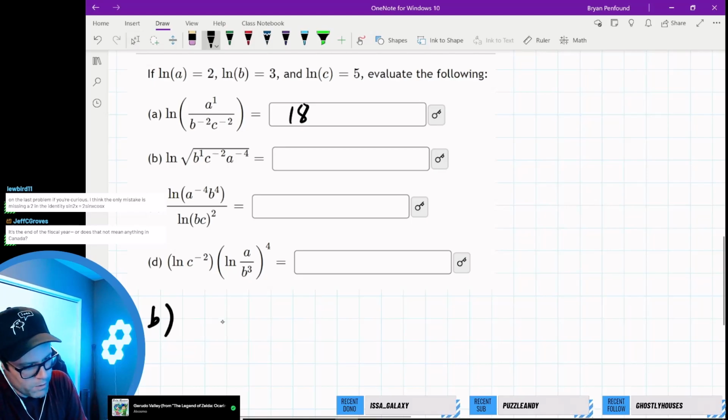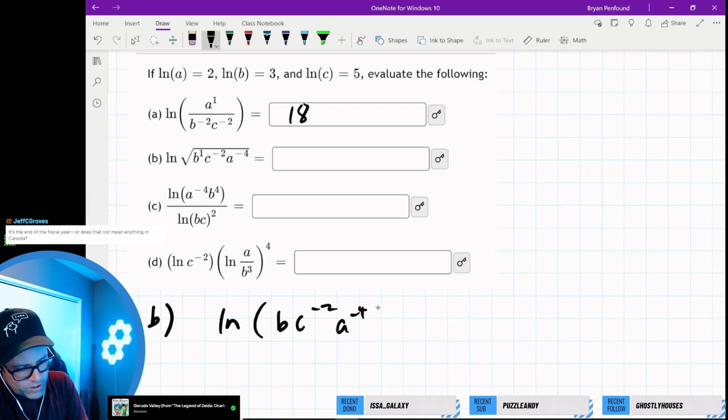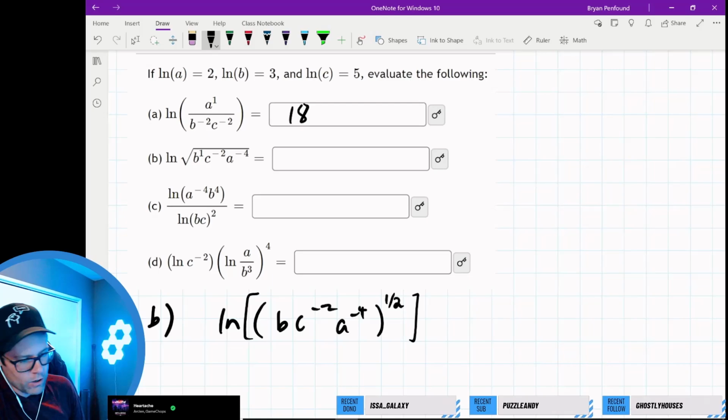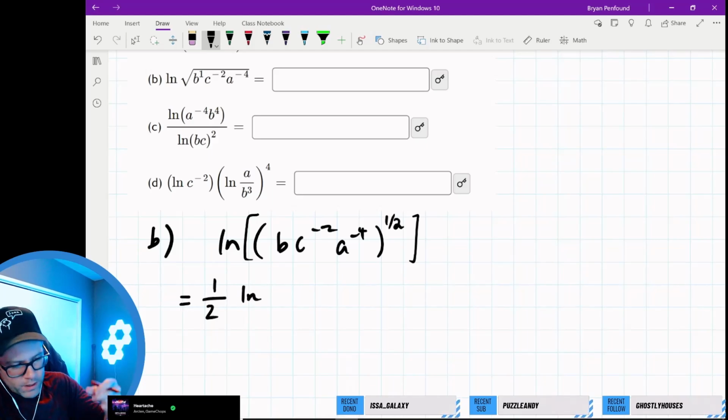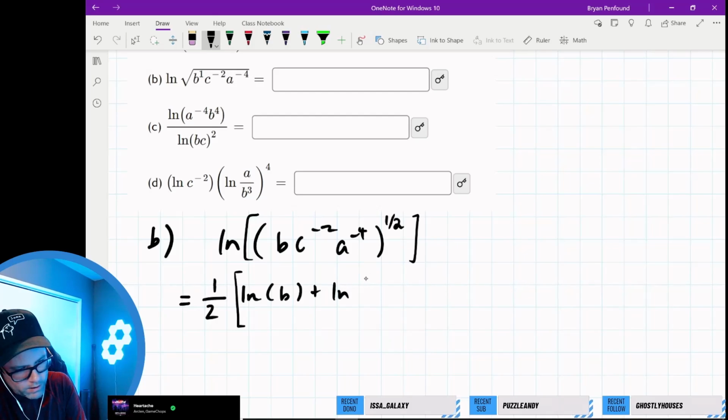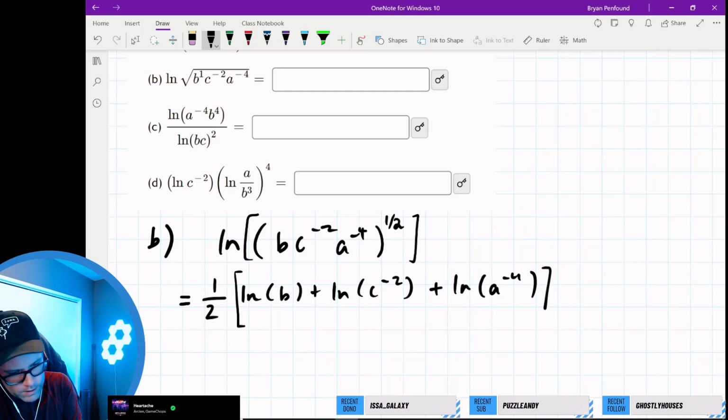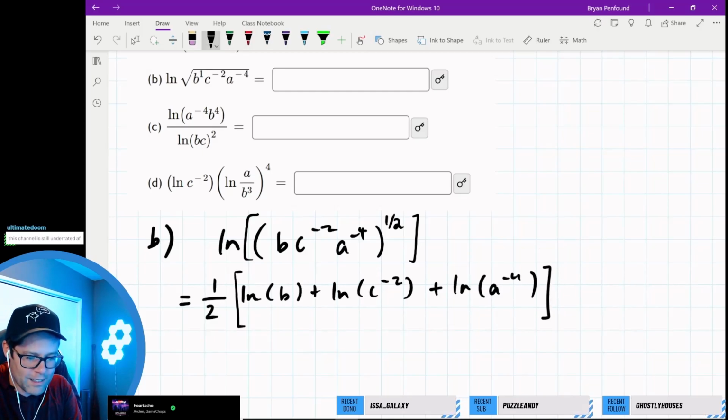So part B, we have the logarithm of b, c to the negative 2, a to the negative 4. This is all to the 1/2. And all of that's kind of inside the logarithm, right? So we're going to have to bring that 1/2 down first. And then we can break apart everything else afterwards. So let's bring that 1/2 down, and then we can break this apart into a sum of logarithms in the following way.